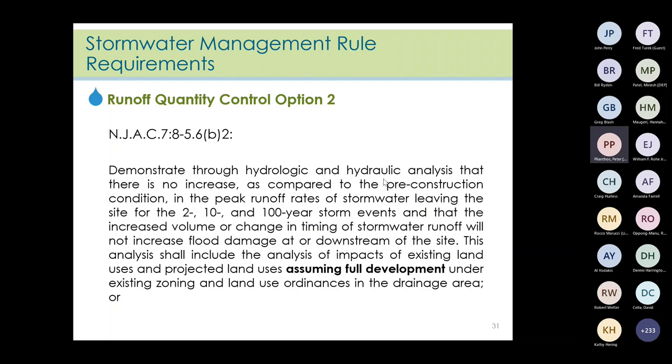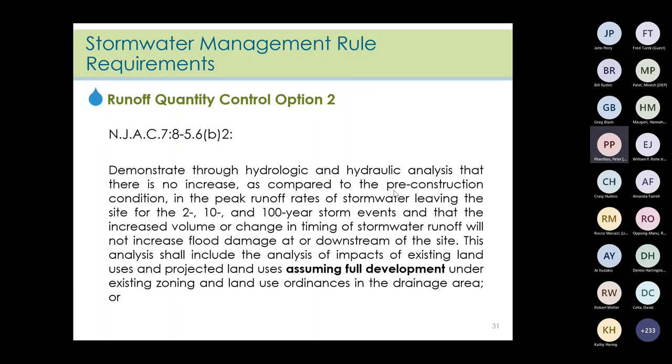The second runoff quantity control option, seen here, is unlike the last quantity control option in that this option is a comparison of the peak flow rates for the pre- and post-construction hydrographs and not a comparison over the entire hydrograph duration. However, the analysis required to meet this option is much broader in scope and more detailed than the analysis required to meet the previous option or the next option, as we'll see shortly.